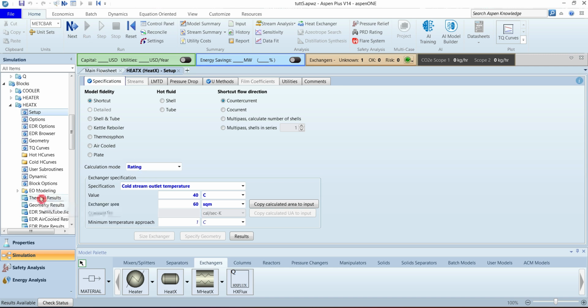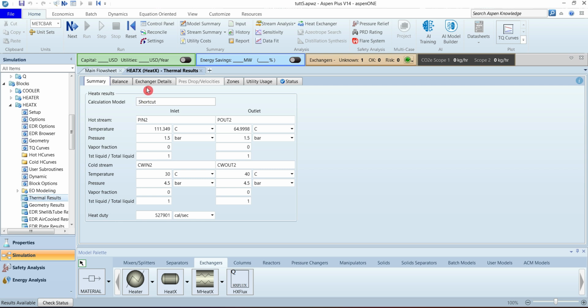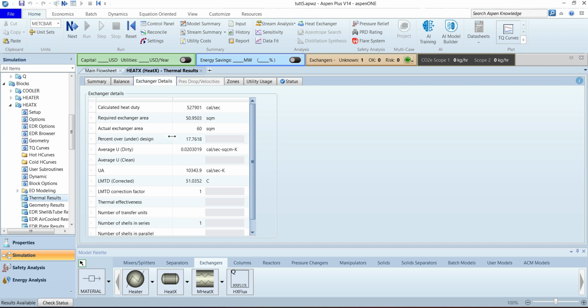And you can just run the simulation with this 60 square meter in the rating mode, and go to the thermal results and see the exchanger details once again. You see, now the required is 50.95, and we have provided 60 square meter, and that is 17.76% over designed. So the additional results are still the same. LMTD, UA, these are still the same, but with the rating, it has calculated the performance in terms of under designed or over designed to meet the given duty. So this is how the rating mode works.